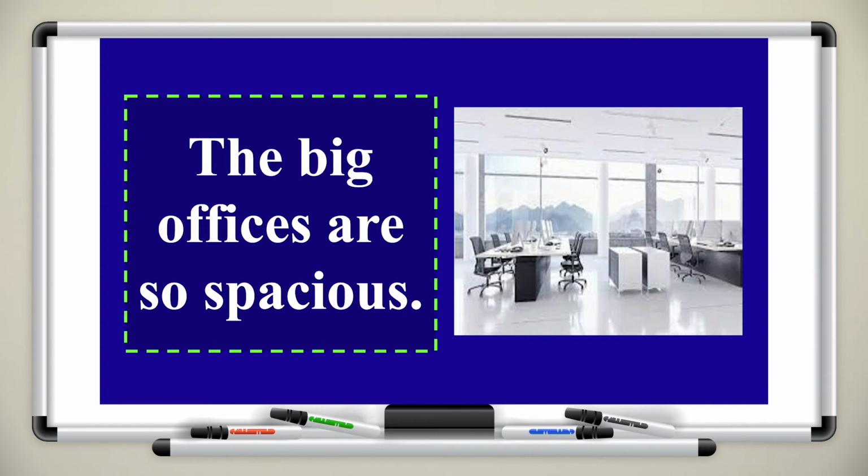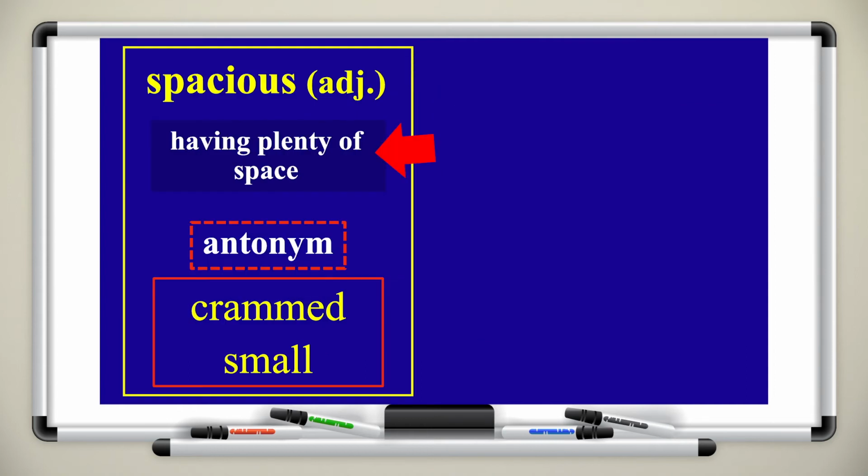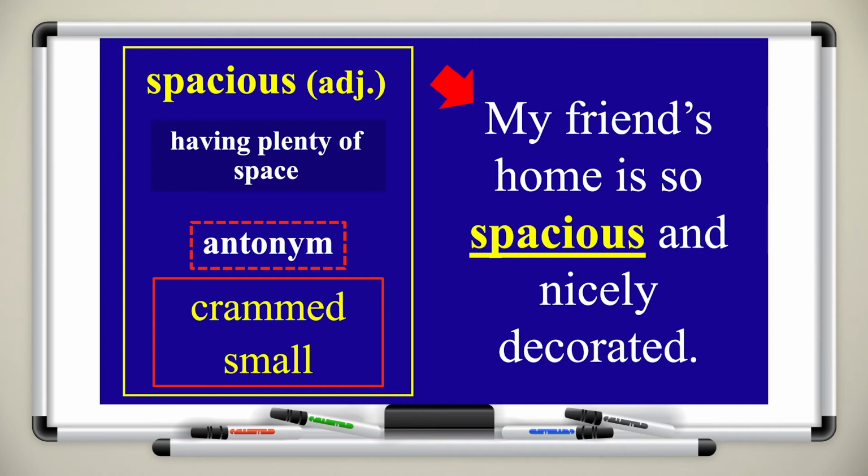The big offices are so spacious. Here we have the word spacious. It's also an adjective, and it means having plenty of space. The opposite of spacious is crammed and small. For example, my friend's home is so spacious and nicely decorated.